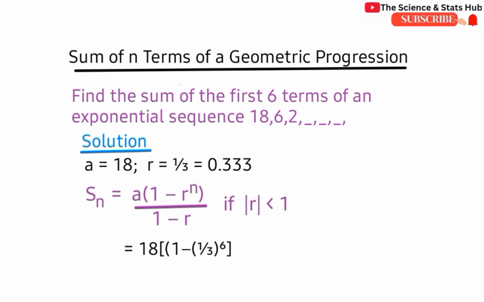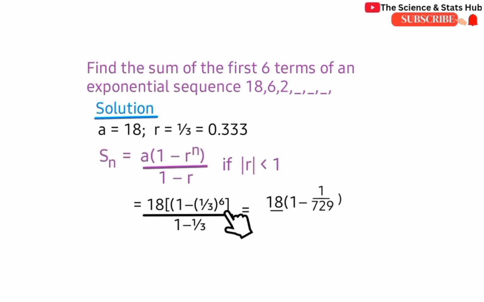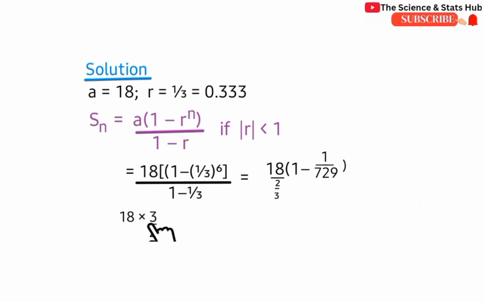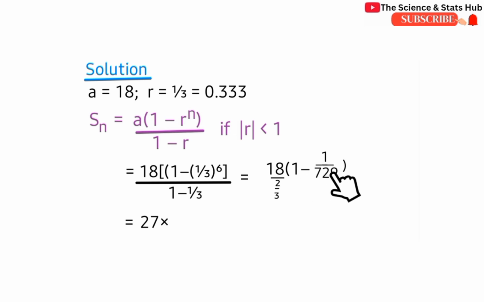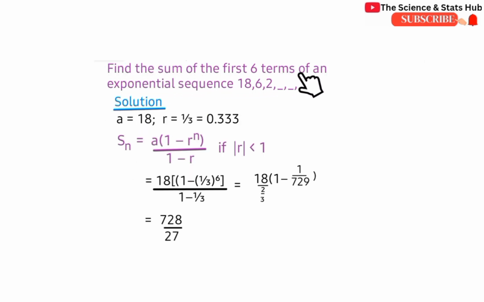Then divide by 1 minus R. 18 multiplied by 1 minus 1 over 3 raised to power 6, 1 over 729. And then divide by 1 minus 1 over 3, 2 over 3. 18 divided by 2 over 3 means 18 multiplied by 3 divided by 2, which is 27. 27 multiplied by 1 minus 1 over 729 gives 728 over 729. 27 multiplied by this. Therefore, the sum of the first six terms of the geometric sequence is 728 over 27.